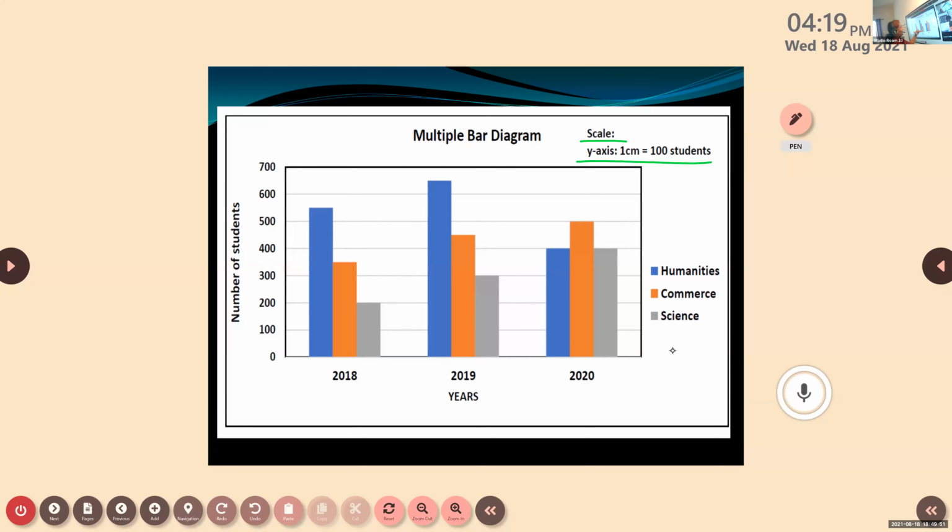Like this, for each and everything, marks are there. For scale, marks are there. For this key, marks are there. For the patterns also, or coloring. Rather than coloring, you can use patterns, no problem.